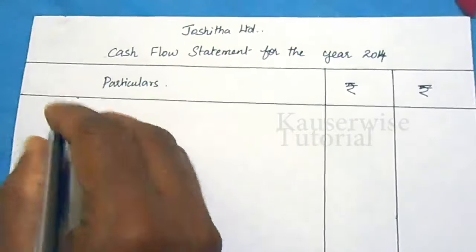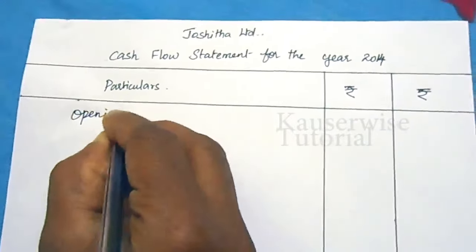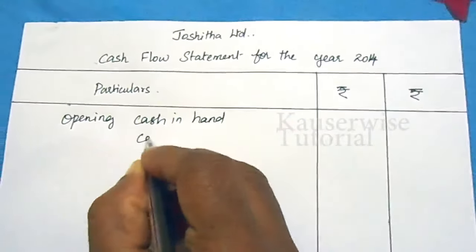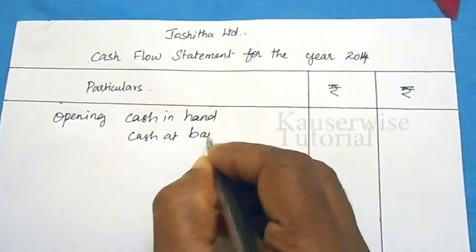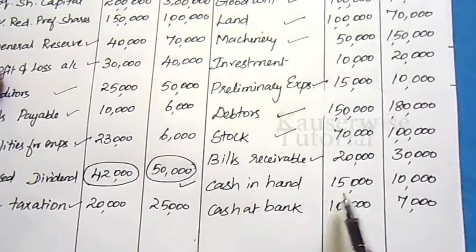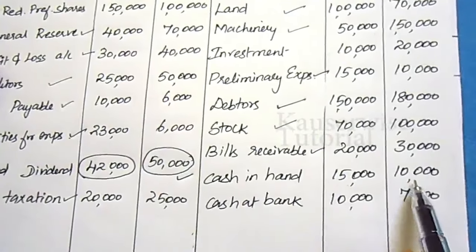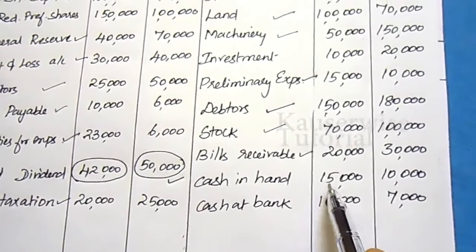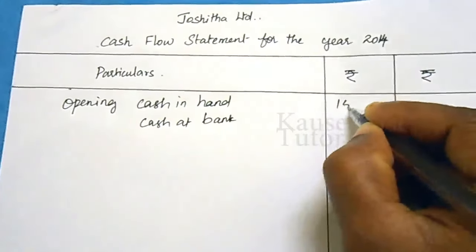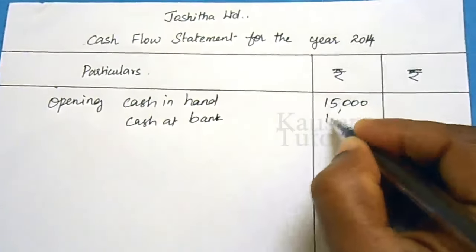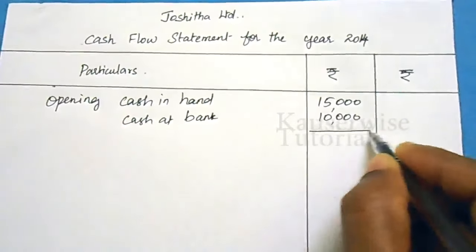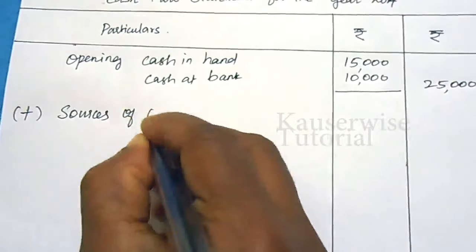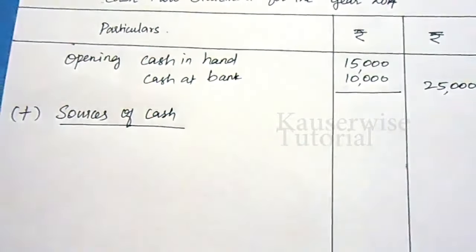You have to start with opening cash in hand and opening cash at bank. Look at the balance sheet. Cash in hand. This one is opening balance. This one is closing balance. Cash at bank. This one is opening and this one is closing balance. So opening balance how much? 15,000 and 10,000. Enter inner column 15,000 and 10,000. Total opening balance how much? Total opening cash 25,000.